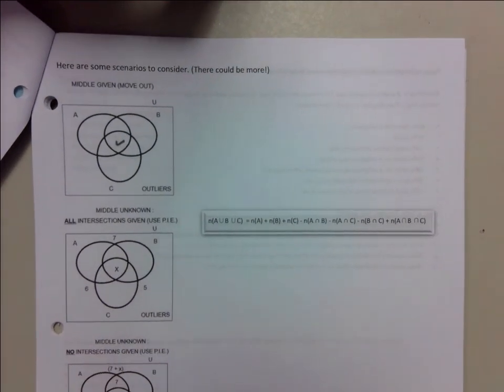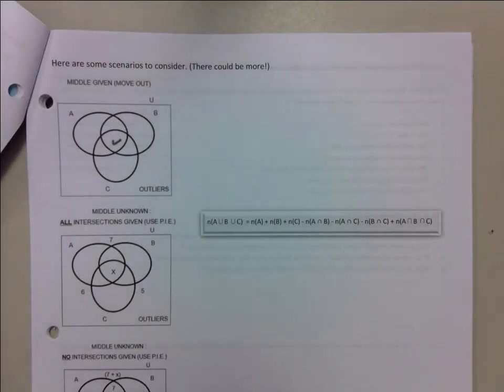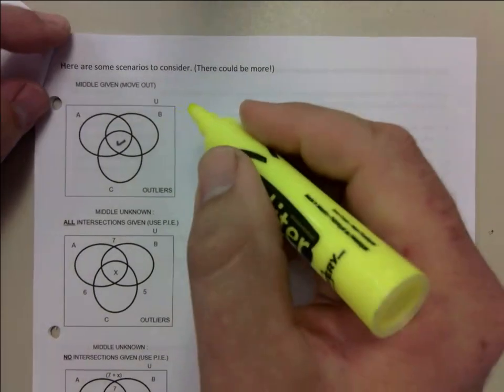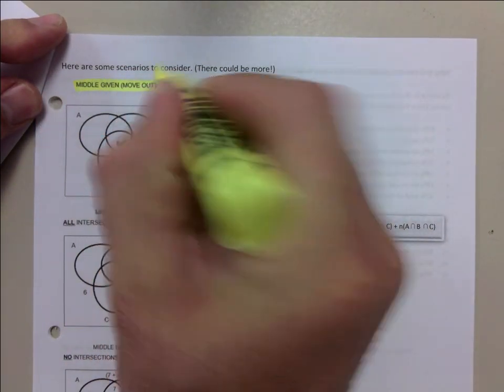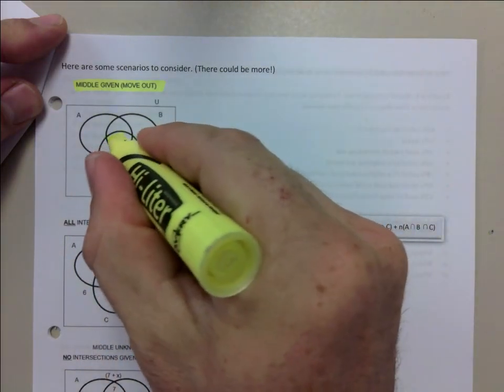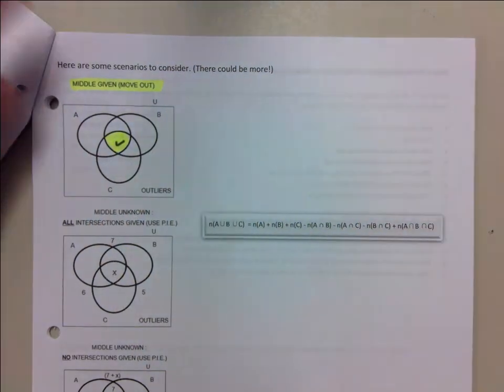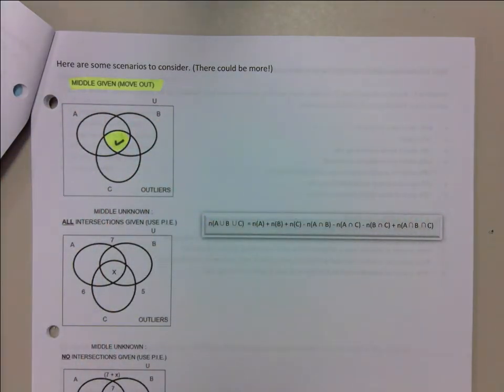I just did this to try to highlight some of them, but I can't do them all, okay? So the one that is your best friend is where the middle is given. You just have to move out and fill out the rest. So we do know this number, and we're just going to move out and fill out all of the rest. Okay?